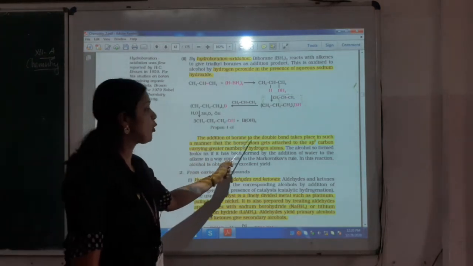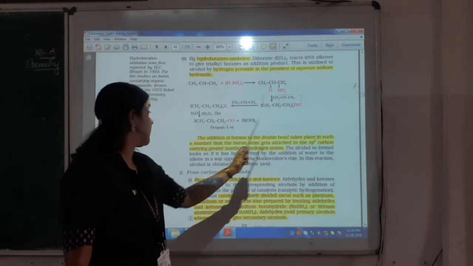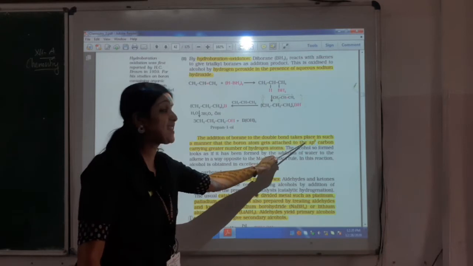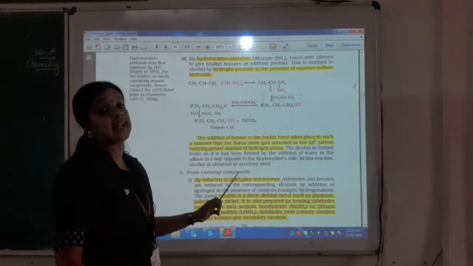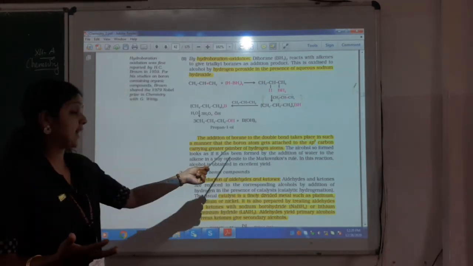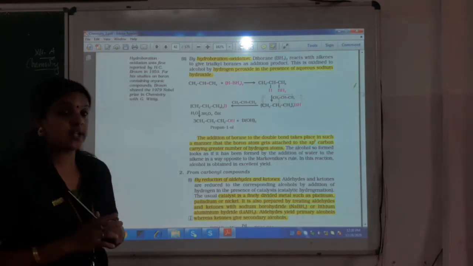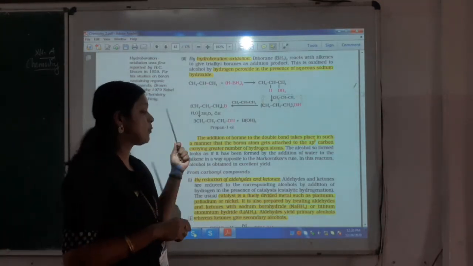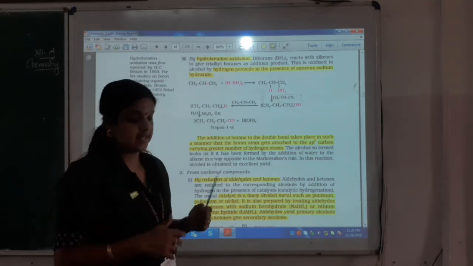The addition of borane to the double bond takes place in such a manner that boron atom gets attached to the sp2 carbon which is carrying more number of hydrogen atoms, not the Markovnikov way. In Markovnikov rule, it is the carbon with less number of hydrogen atoms; here it is the one with more number of hydrogen atoms.